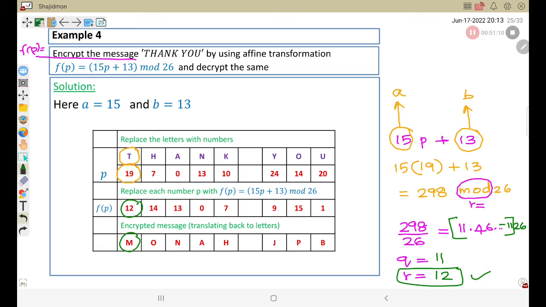12 means the letter M. Like that, all the letters you can convert. So MONAH JPB, that is the encryption part.